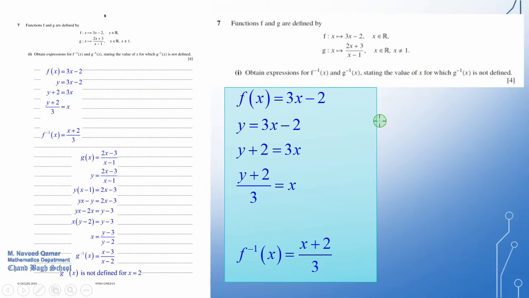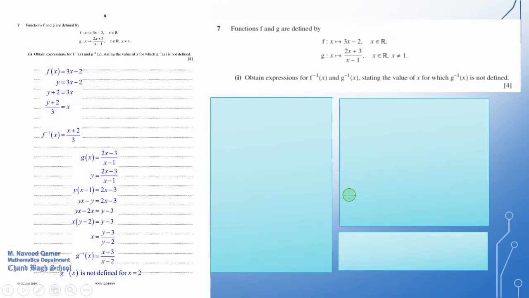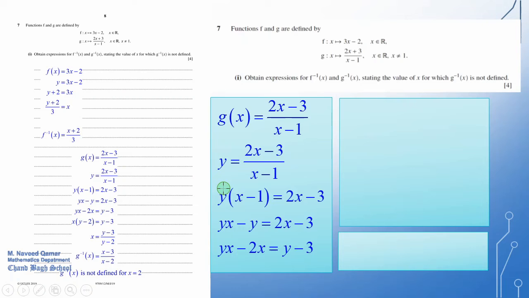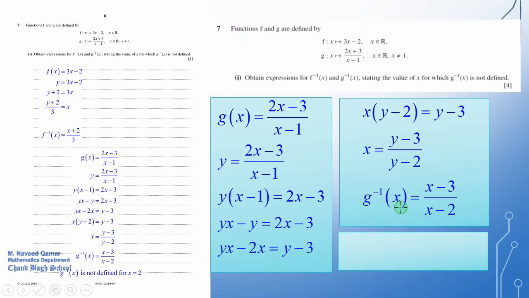Question number 7. In the first part, we have to find f inverse of x and g inverse of x. For this, put f of x is equal to y and make x the subject. Hence, f inverse of x is equal to x plus 2 over 3. For g inverse of x, put g of x is equal to y and rearrange to make x the subject. Finally, g inverse of x is equal to x minus 3 over x minus 2.